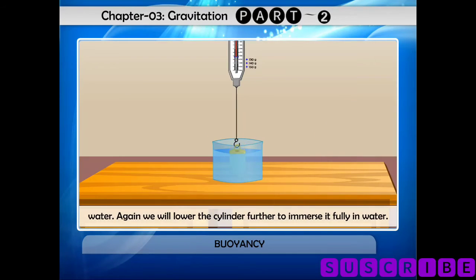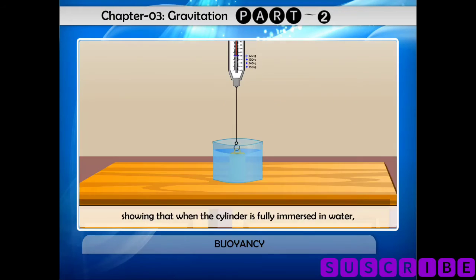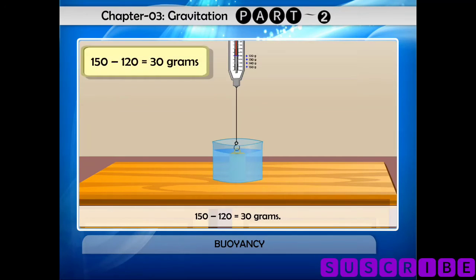Again, we will lower the cylinder further to immerse it fully in water. The reading on spring balance will decrease again to 120 grams, showing that when the cylinder is fully immersed in water, its weight decreases further and it becomes still more lighter in water. If we lower the cylinder further, its weight will not decrease anymore. Thus, the maximum loss in weight of cylinder on fully immersing in water is 150 minus 120 is equal to 30 grams.